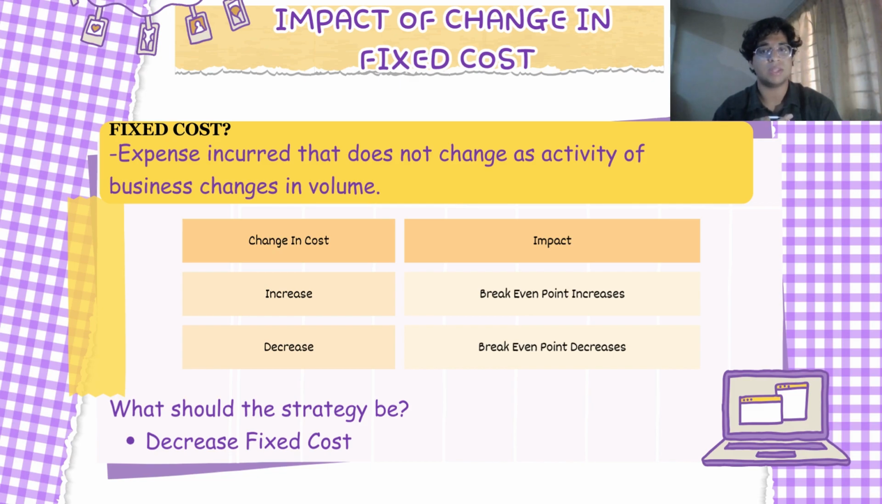So what happens when there is a change in the fixed cost? If the fixed cost increases, the break-even point also increases. However, if the fixed cost decreases, the break-even point decreases. So what should a company strive for? A company should strive for a decrease in the fixed cost, although it seems impossible because of some challenges. I say this because when the fixed cost is decreased, the break-even point decreases and they are able to gain a higher amount of profit with every sale.